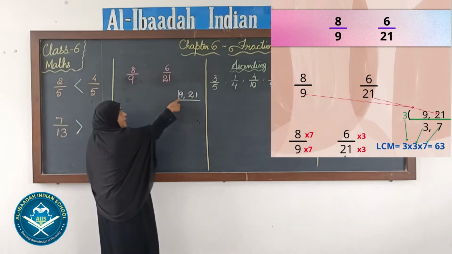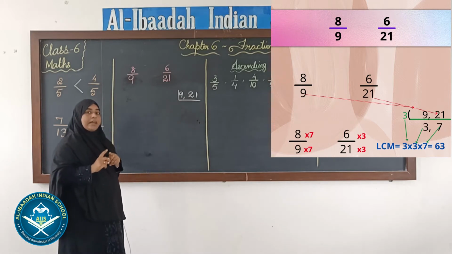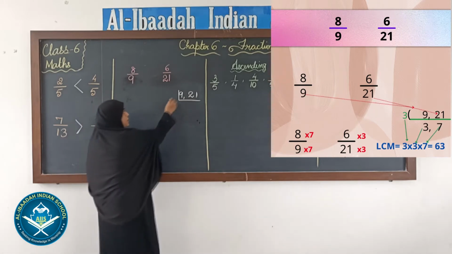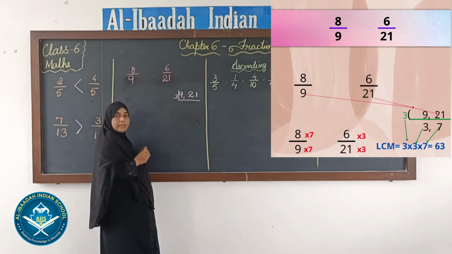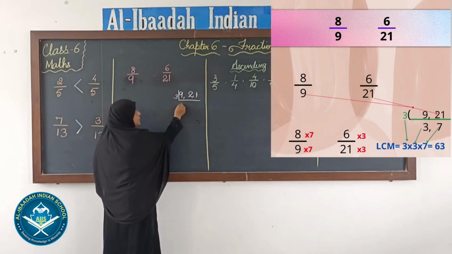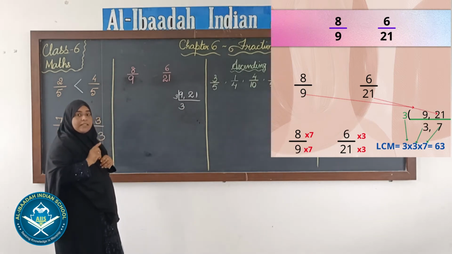3. 3 will divide 9 and 3 will divide 21 also. So first we will divide 9 with 3. When we divide 9 with 3, 9 divided by 3 is 3. The answer we are writing it down. So 9 divided by 3 is 3. 3 3s are 9.